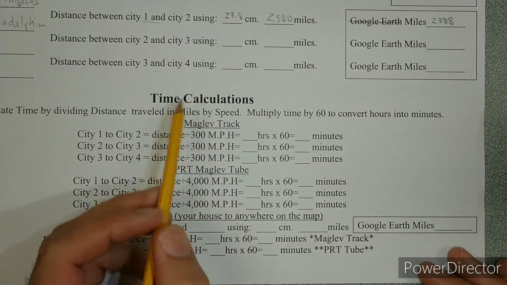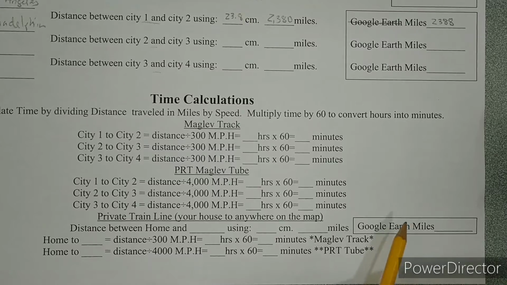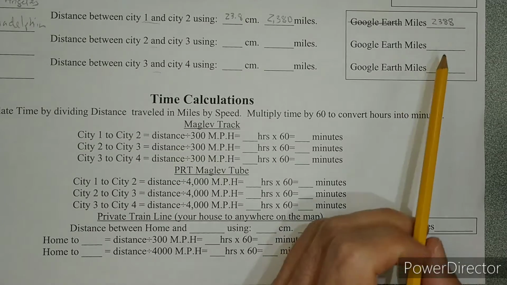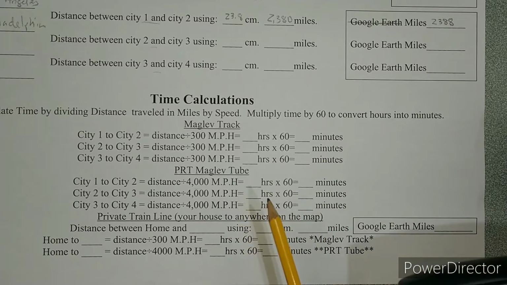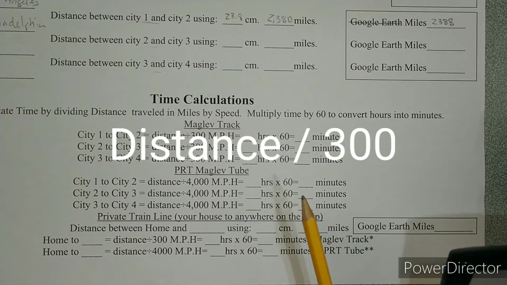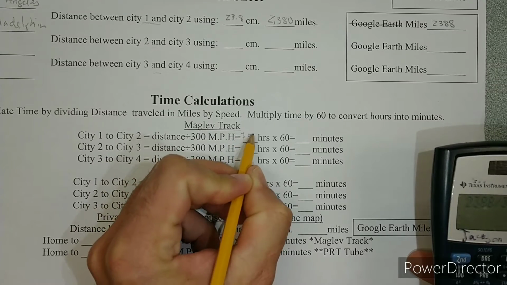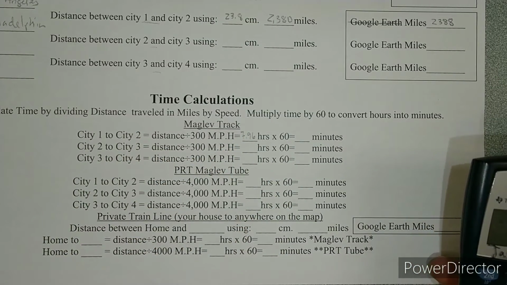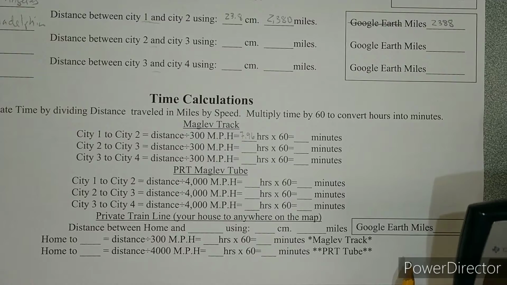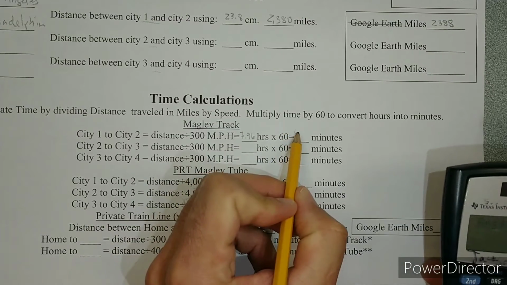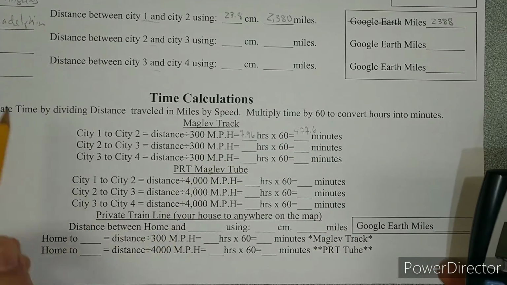So I'm going to take my distance 1, which is this top one here, and I'm going to divide that by 300 miles per hour. So distance 1 for me was 2,000, and I want to use this accurate distance over here. So 2,388, divide that by 300, and I get 7.96 hours. Okay? So we're going to multiply that by 60 in order to figure out how many minutes. So multiply by 60, and I get 477.6 minutes. Okay? So you'll do that for each of them.